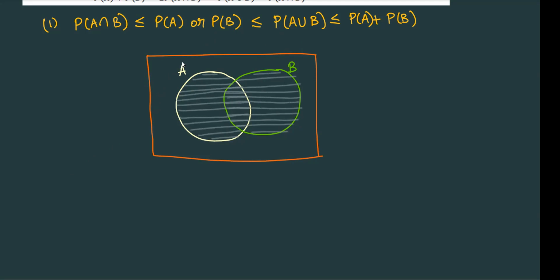Otherwise, or when one of them is 0, P of A or P of B is 0. Anyway, in most cases, this is less than P of A union B.